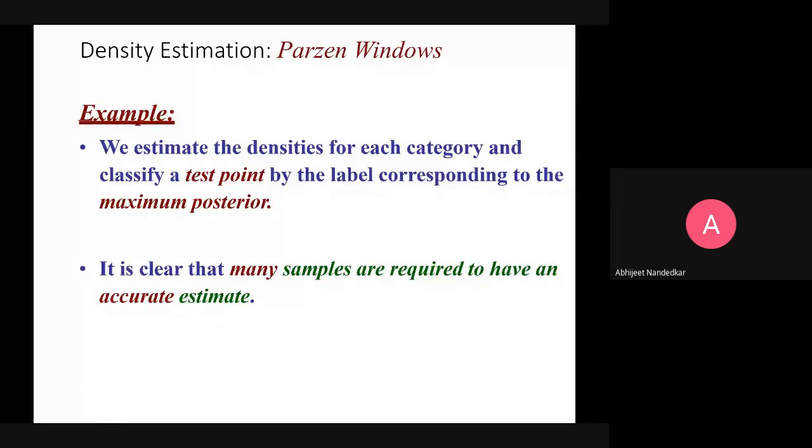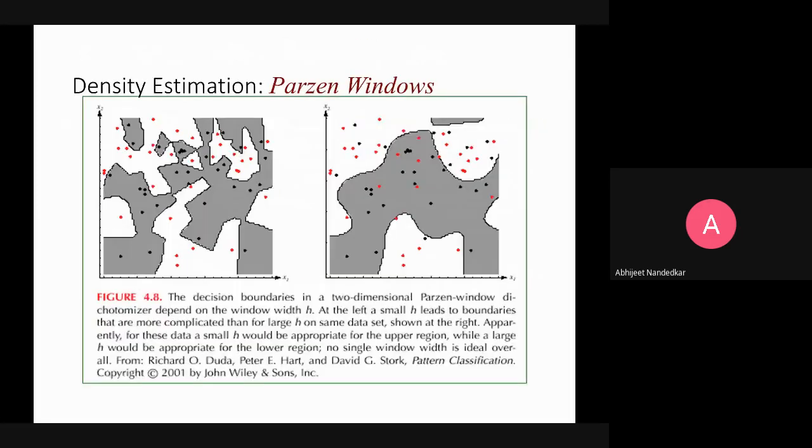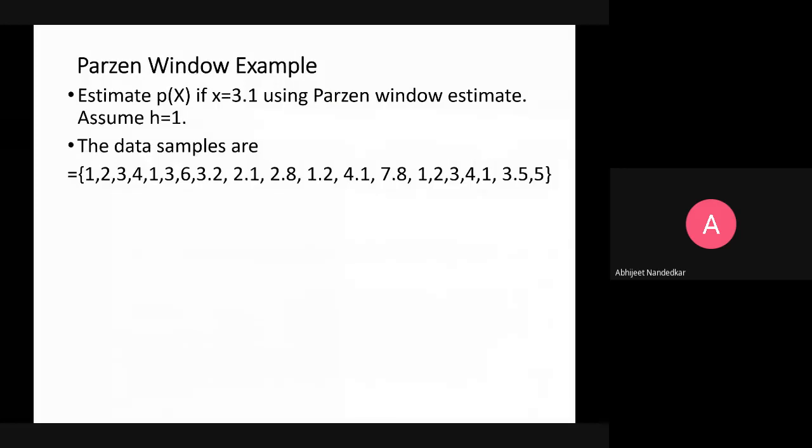Now what we have to do is estimate, for a given test point, the densities for each category, and then find the posterior of it and decide the class. Now we will straight away jump to this example so that things will be more clear. You may note down this example. This example is not available in the book, so you can note this down.